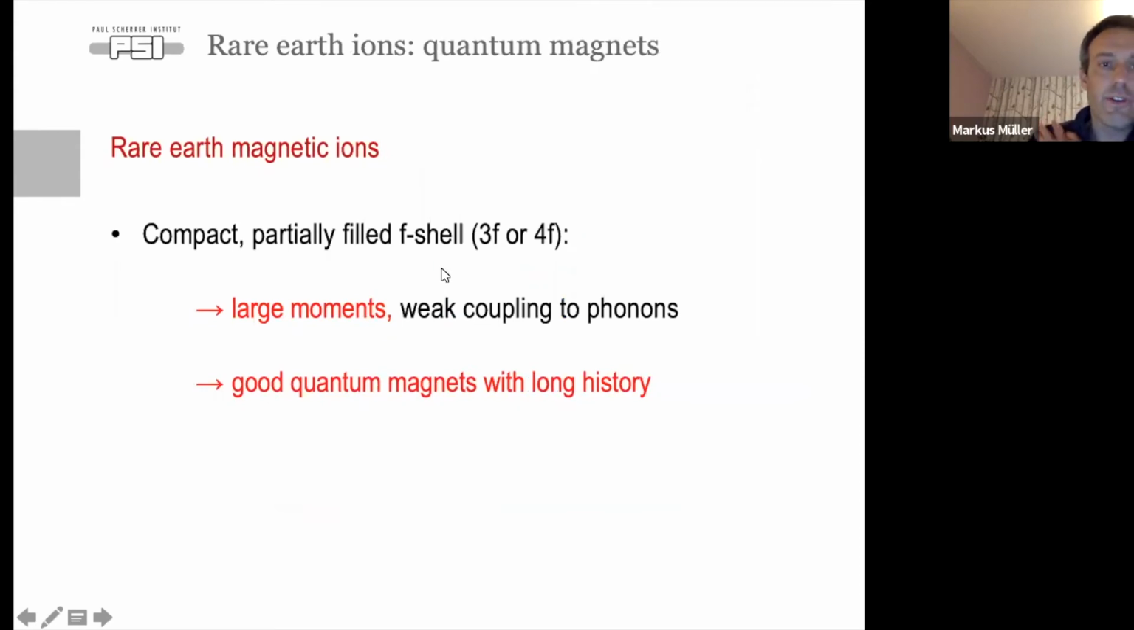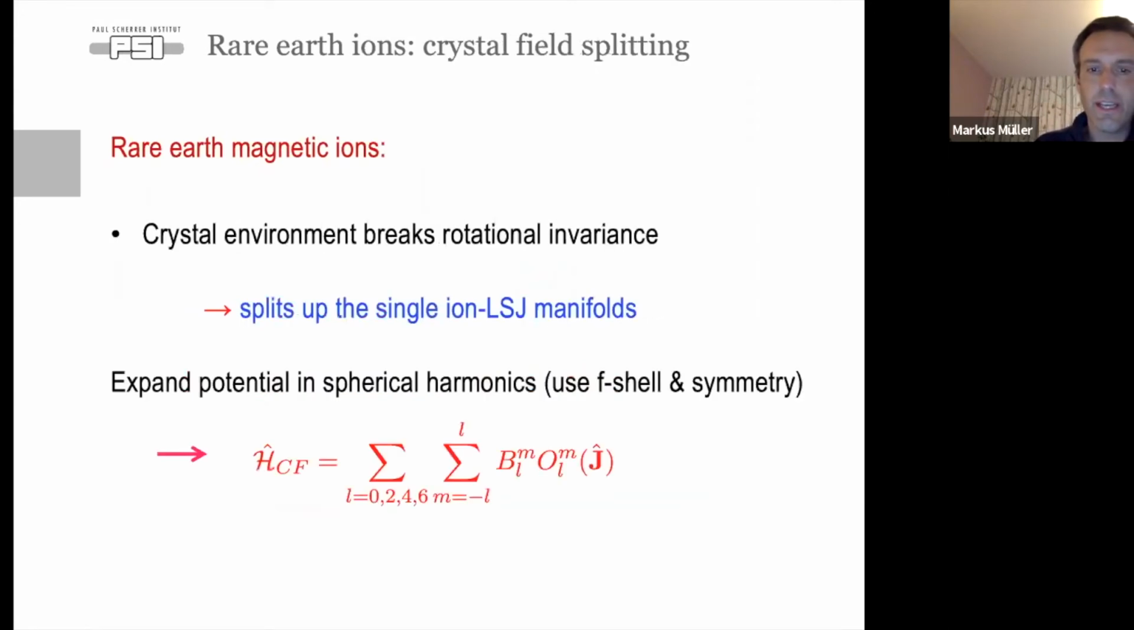So we focus on rare earth magnets, because they have a partially filled F shell, which is very compact. That means they couple little to phonons and they have large moments. So they usually form good quantum magnets, and they have a long history of quantum magnetic studies. Now, what you need to know in general is that when you put an ion into a crystal environment, the environment breaks rotational invariance, and the potential set up by the neighbors splits the single-ion LSJ manifold, which relies on rotational symmetry. You expand the potential with spherical harmonics, known as Stevens operators, like this.